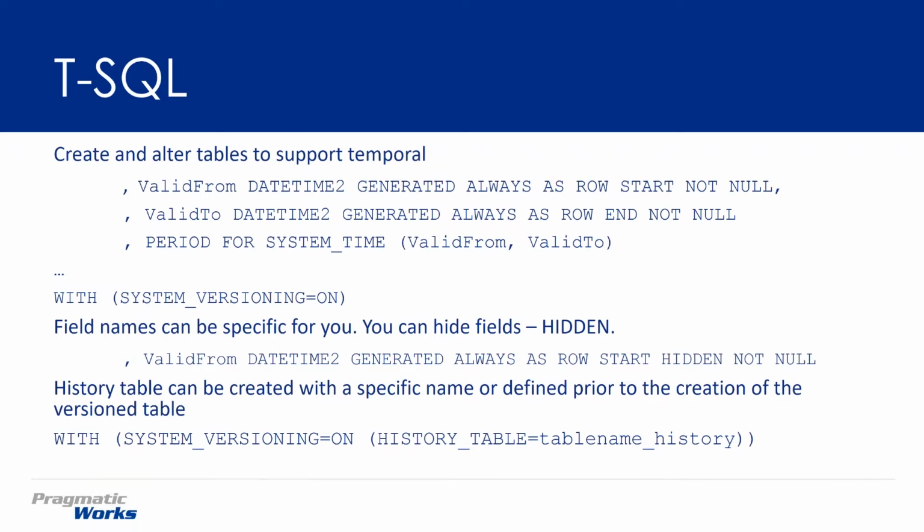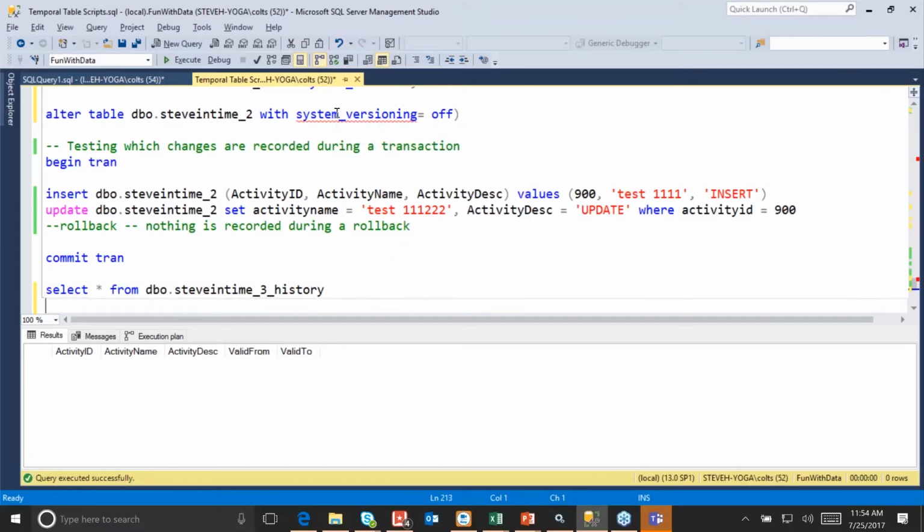Got it. Do you have an example of joining two tables together using temporal tables for a point in time? I do not have an example, but I will make a note to create one. Okay.